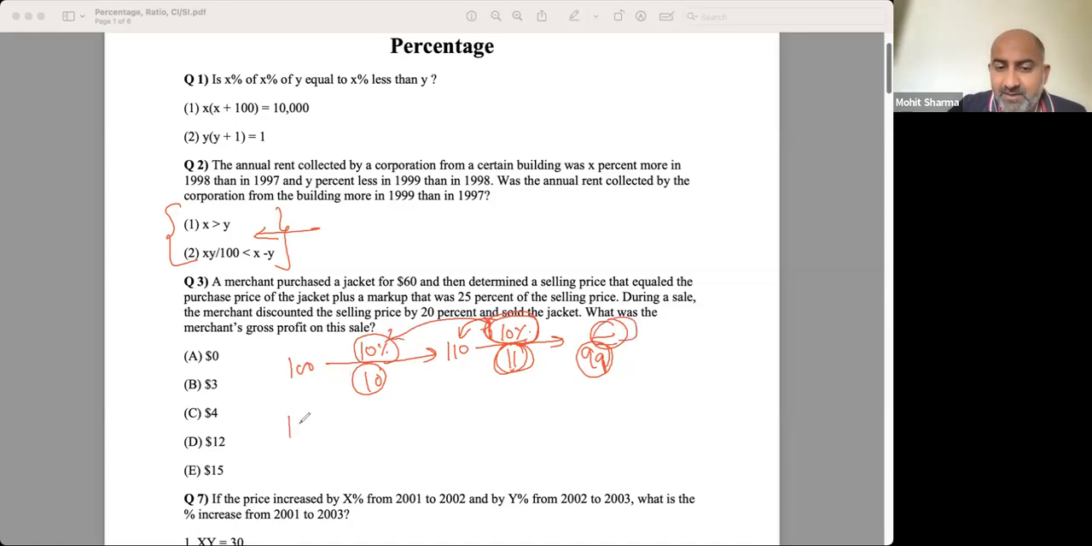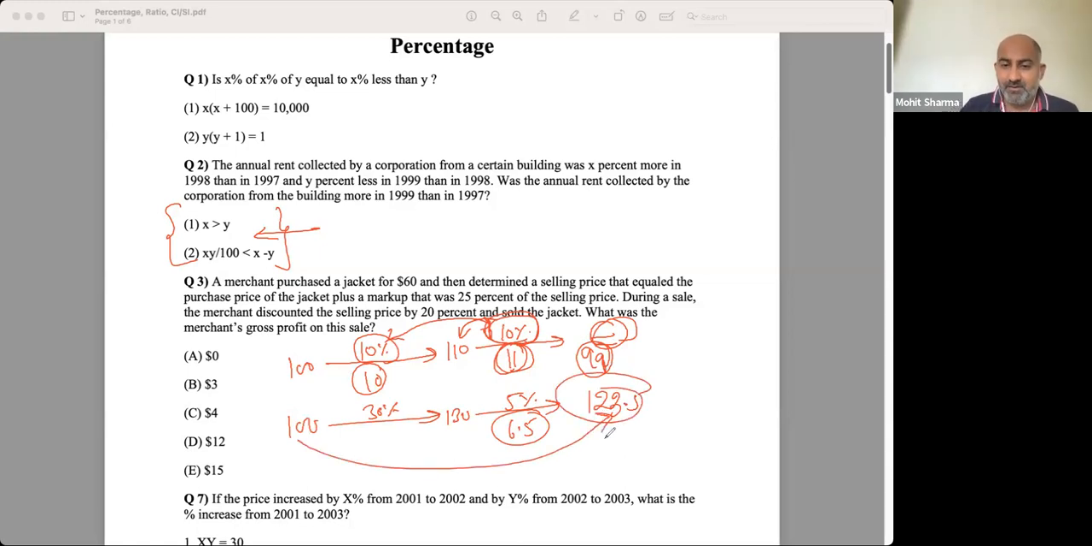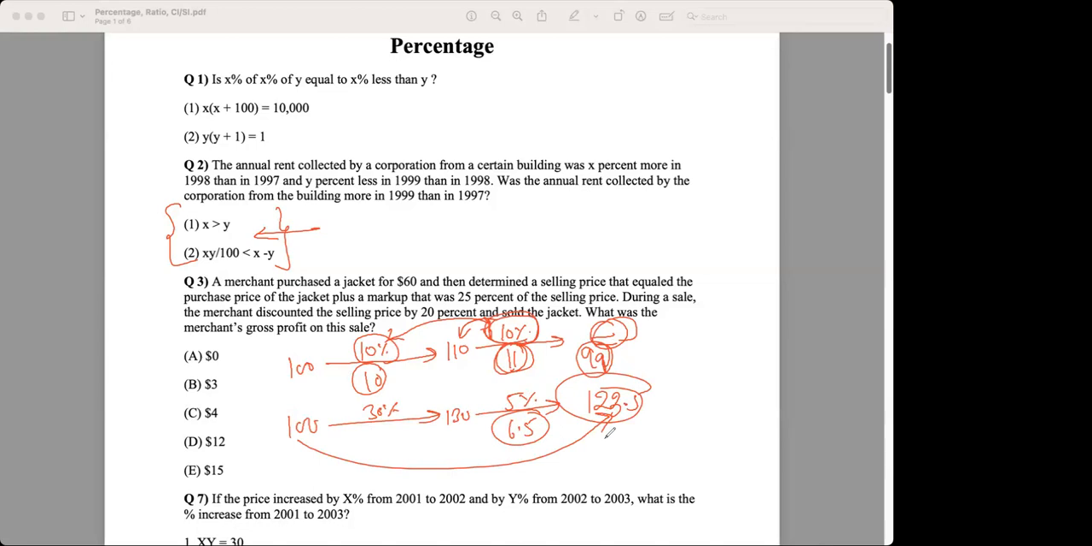But if 100 is getting increased by 30%, let's say, it becomes 130. But it gets decreased by, let's say, 5%. So it gets decreased by 6.5. So it becomes 123.5. It's still a positive change. Understood? Just try to visualize it this way. That's all. Yes, sir. Understood. Okay.